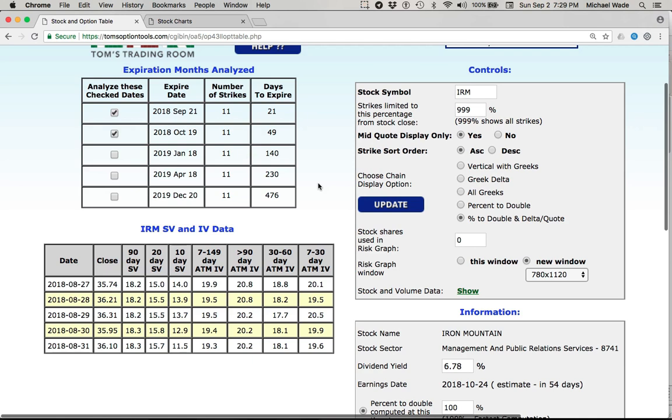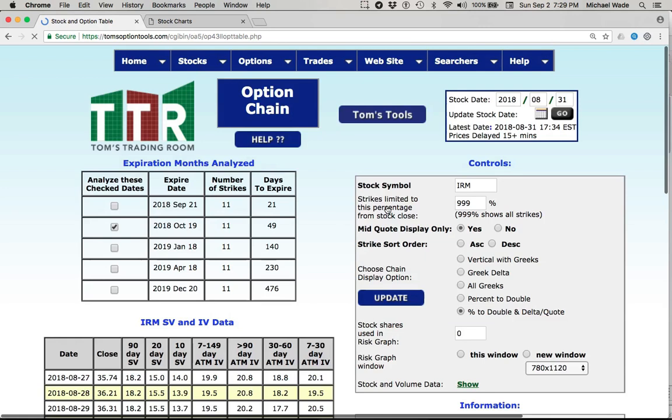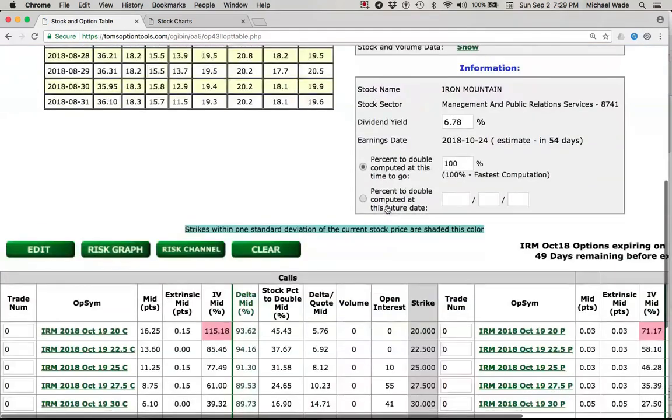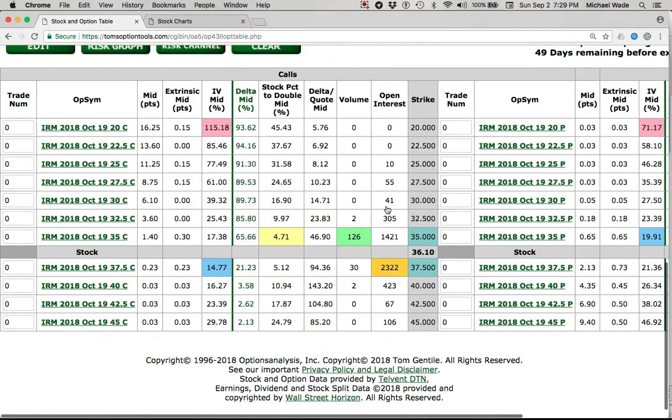So I'm going to select 49-day options, and I don't need the 21 days. I want to give myself at least 30 days. I click update, and this is going to give us a rough estimate of the amount of money I can make on a monthly basis by selling call options. In this case, the stock's at 36.10, and the strike that's $1.40 out of the money is offering 23 cents.